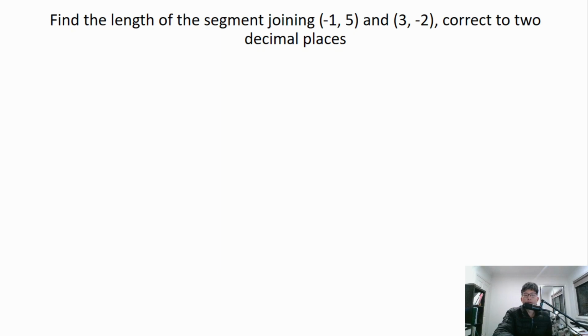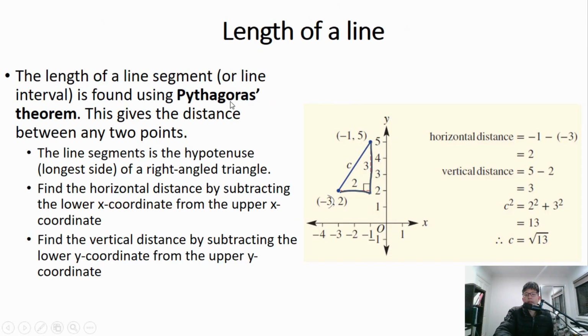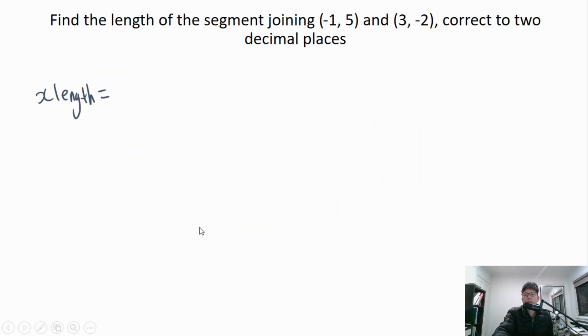Alright, now that you're back, I'll do this question with you. This question says find the length of the segment joining -1, 5 and 3, -2, correct to 2 decimal places. So our first step would be to find the length of x. You could do the y first, it doesn't matter too much. That once again is found by subtracting the lower x coordinate from the upper x coordinate. The lower one is a smaller value, so that is being subtracted from that. So that becomes 3 minus -1, which becomes 3 plus 1, which gives you 4.